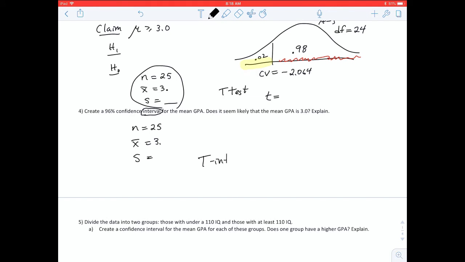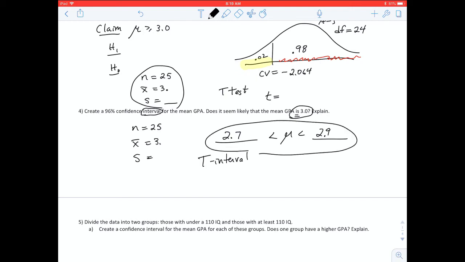So then you could use the T interval, and then it's going to say that their mean GPA is between this and this. And then answer this question: does it seem likely that their GPA equals 3.0? So if you get something like their GPA is between 2.7 and 2.9, which is not realistic, I'm just making that up, but if that was the case, then I would say, no, their GPA is not 3.0, it's actually less than 3.0. So basically just see, does it seem likely that it equals a 3.0 after you get this interval?